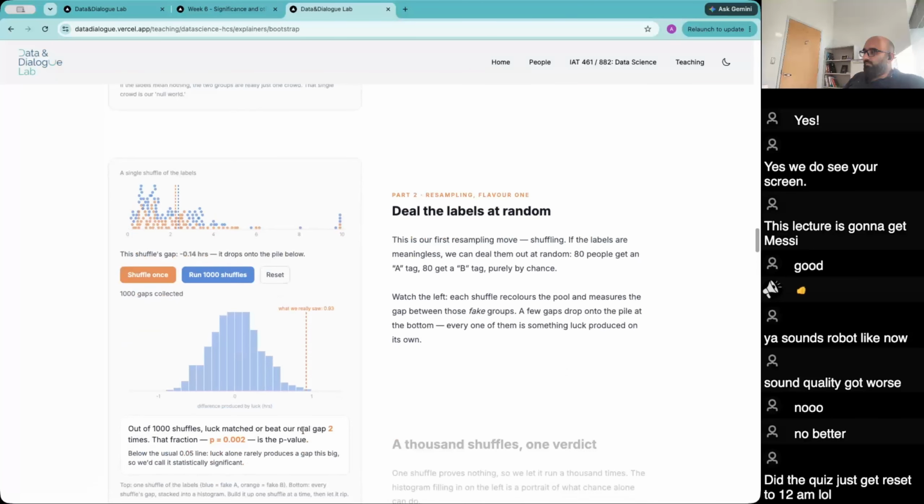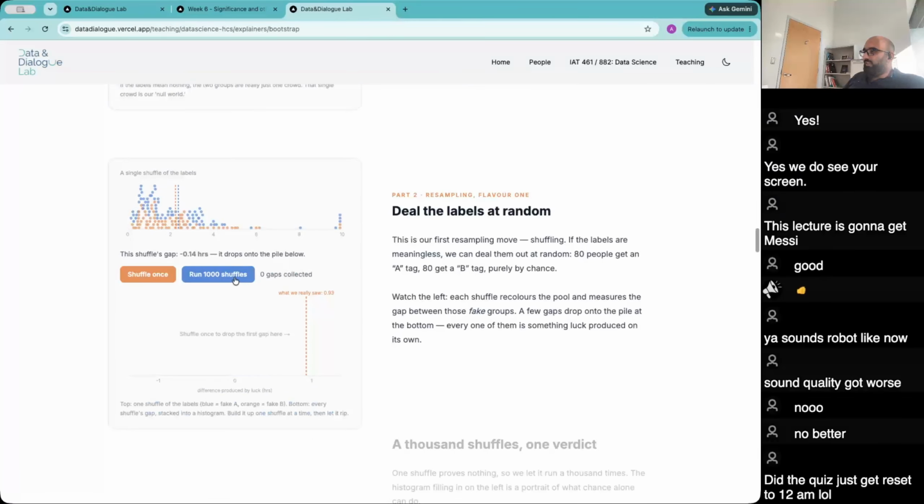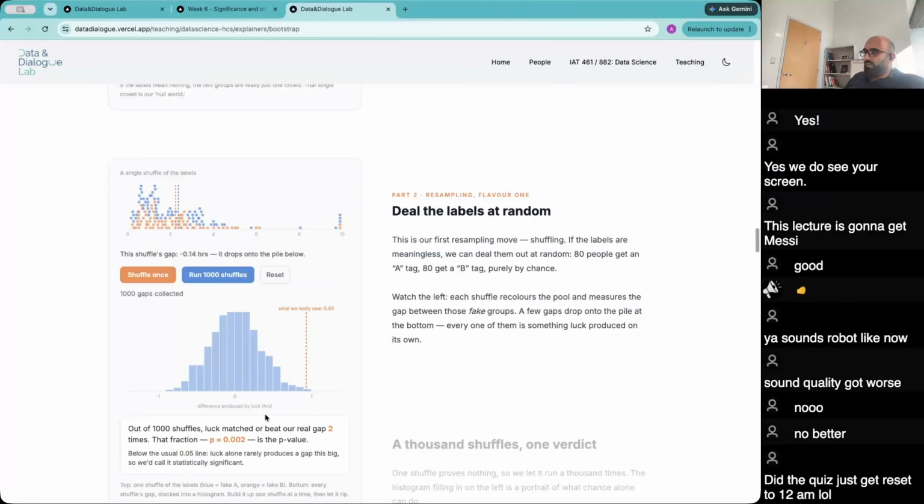The p-value is how many times we see differences at least equal to this or more, from this distribution, from these cases. So we ran it 1,000 times, and we only saw it 0.002 of the time. We only saw 2 times that this was true. You can run it again.